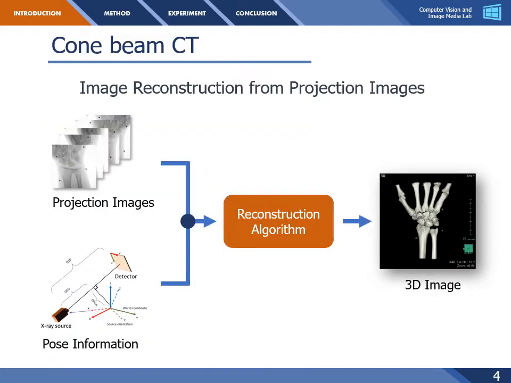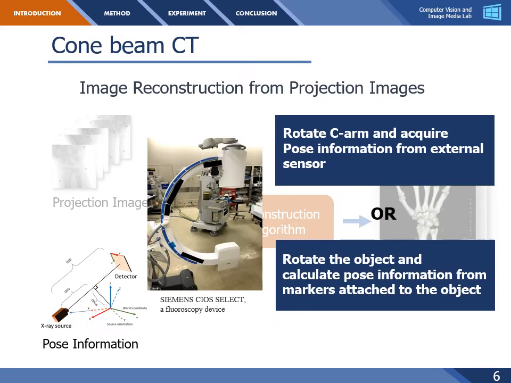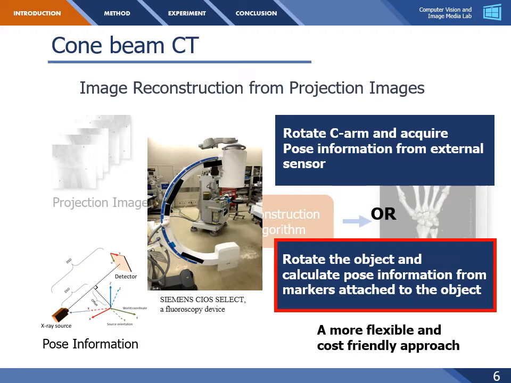Cone beam CT is a technique to reconstruct a 3D image from its 2D projections. It requires projection images and the corresponding pose information. The main challenge in cone beam CT remains to be the acquisition of pose information. A common approach is to adopt a C-arm mechanic, whereby the sensors attached to the rotating C-arm provide the corresponding pose information. This approach is prone to motion artifacts. A more flexible and cost-friendly approach would be to rotate the object and calculate pose information from the markers.